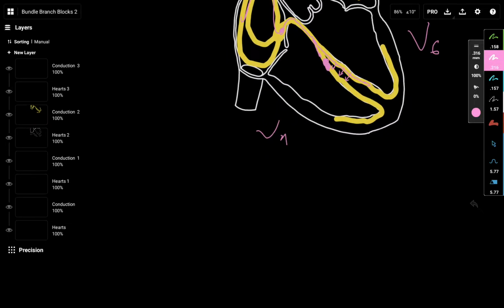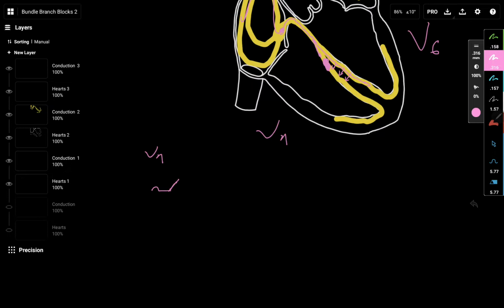So what's it going to look like? Let's have a look at what it is going to look like on V1, for example. So in V1, got it right here, there is not going to be a huge difference at first, is it? Because it's going to go across towards V1, across my right bundle branch. So it's going to be an initial positive deflection right there. Here we go.